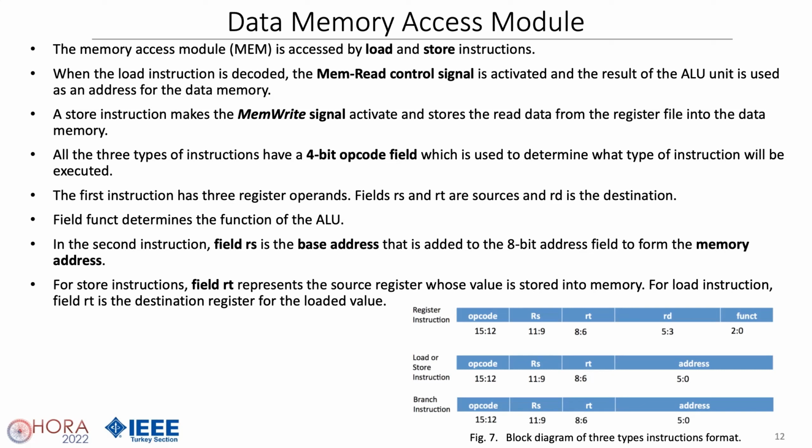All the 3 types of instructions, which are seen here, have a 4-bit opcode, which is used to determine what type of instruction will be executed in the pipeline. Each of these instructions has a 3-bit register specification, which is used to index the register within the 8-register file that I have presented.